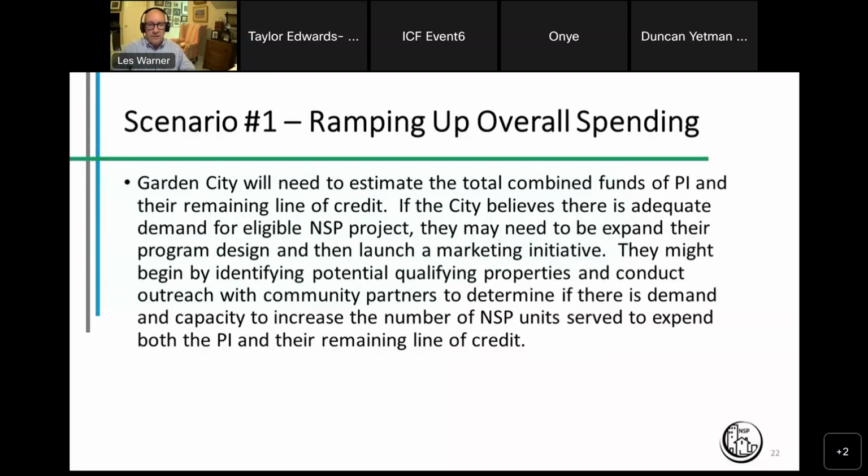And so the goal here is to be able to build a larger footprint for your NSP program, to be able to spend down any program income that's coming in the door, in addition to whatever existing line of credit is still remaining. So that analysis of what's my total dollar that I need to spend down, looking at my program design, and then remarketing with the goal of identifying an adequate pool of projects that could be undertaken. And so that's what we're talking about. We're talking about ramping up the program so that you have the ability to spend down both the program income and those remaining funds in your line of credit.